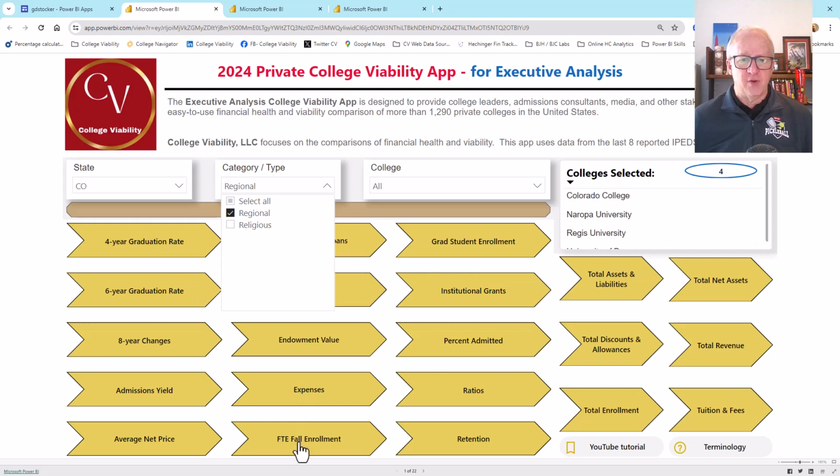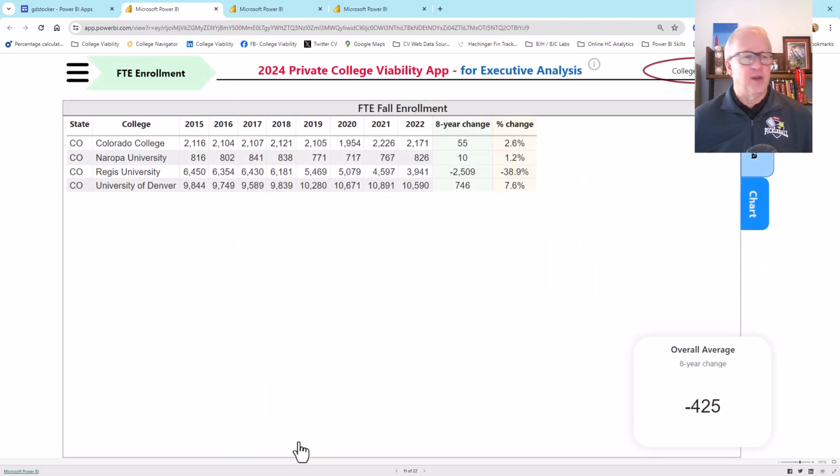Let's start with FTE enrollment, just to show you the basic functionality, and you're getting access to a free version of this as part of your participation award for joining the webinar. You can see the data for the last 8 years for the 4 colleges that we selected, the 2015 to 2022 data. You can see the 8-year change, reflected as a percentage. We've also added, for this set of 4, and whatever set you would have selected, the 8-year average change, which was down 400 students. It's an interesting set, in that 3 of the 4 grew a little bit, at least, over the course of the 8 years.